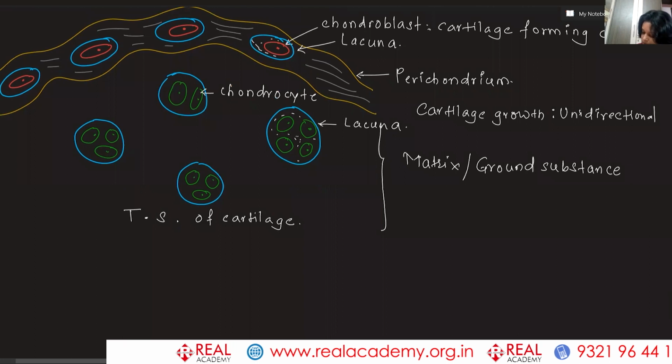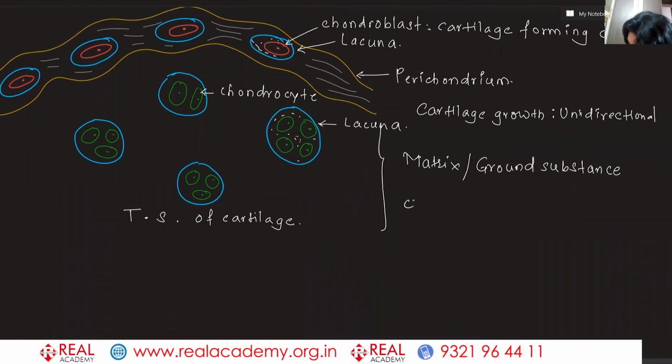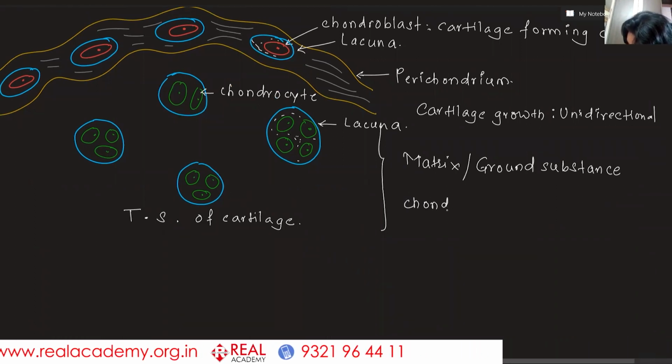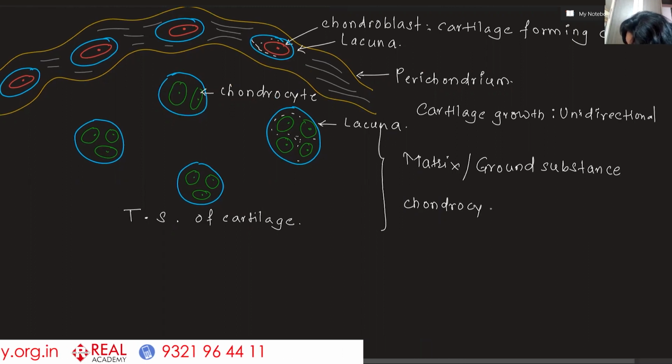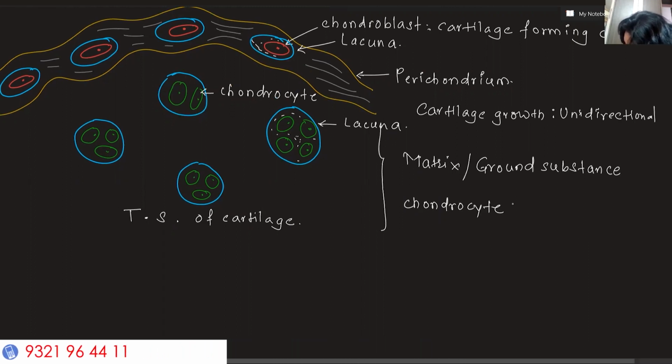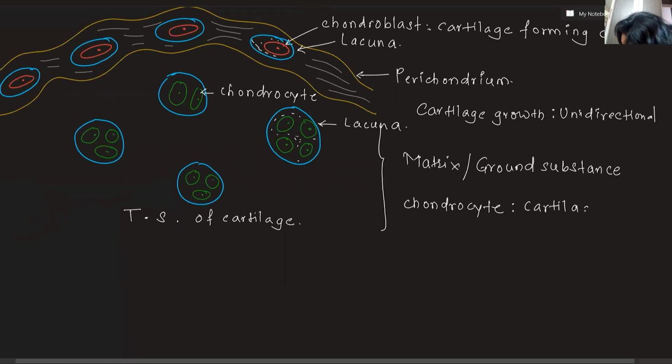So I'll write over here, what is chondrocyte? Chondrocyte is a cartilage maintaining cell.